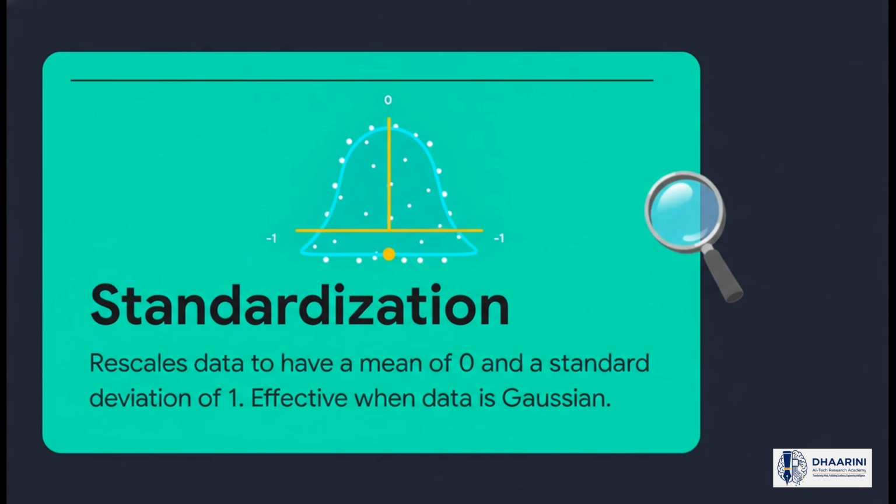Now, our second major tool is standardization. This one's a little different. Instead of cramming everything into a 0 to 1 box, it transforms your data so that it has a mean of 0 and a standard deviation of 1. This is super powerful for a lot of classical algorithms like linear regression or logistic regression that just perform better when the data looks kind of like a classic bell curve.